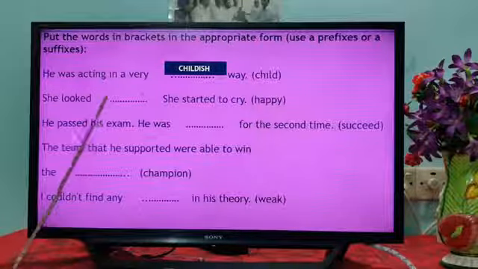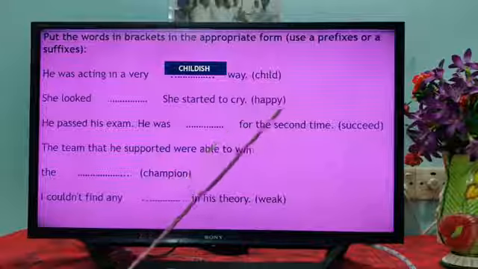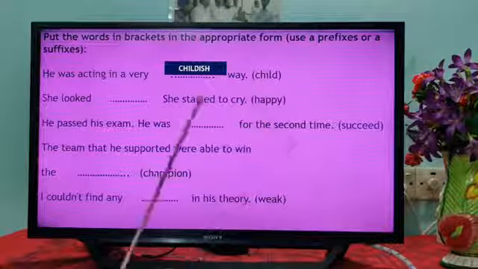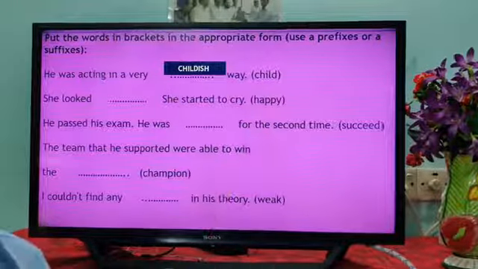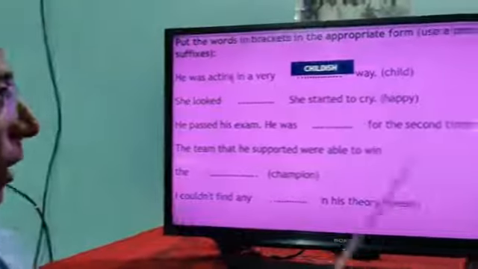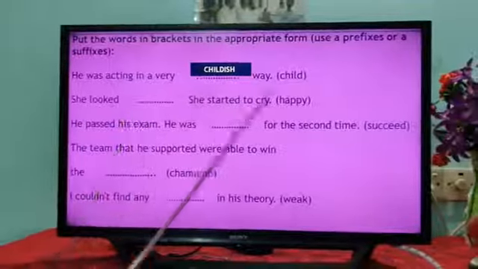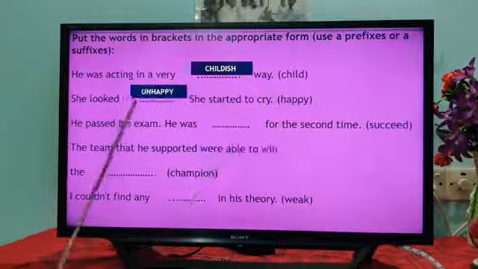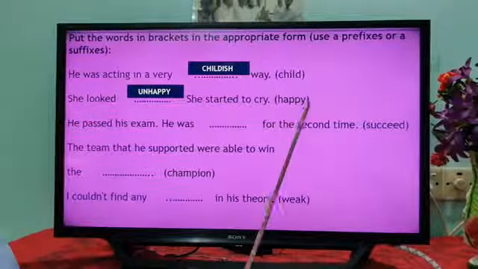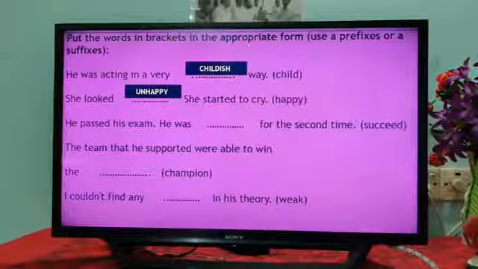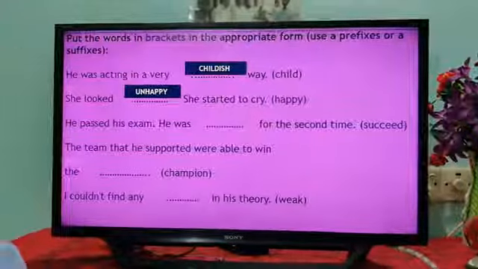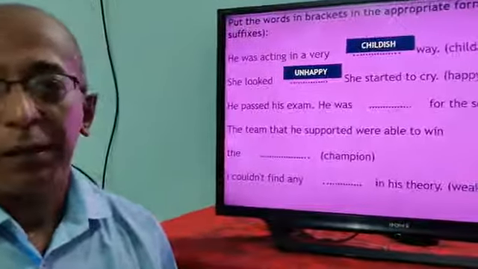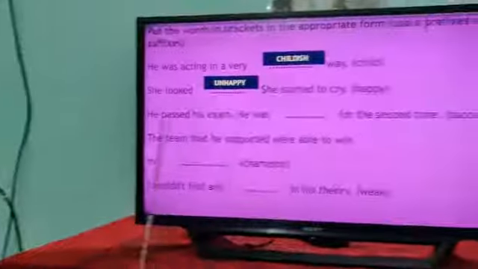She looked dash, she started to cry. If she is happy, does she cry? No. She is so negative. Happy? Unhappy. She looked unhappy because she is crying. If anybody cries, she is of course unhappy. If she laughs, of course she is happy.